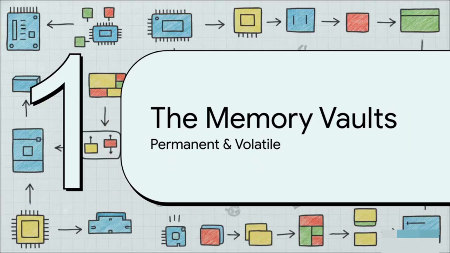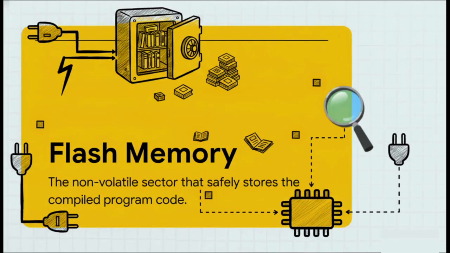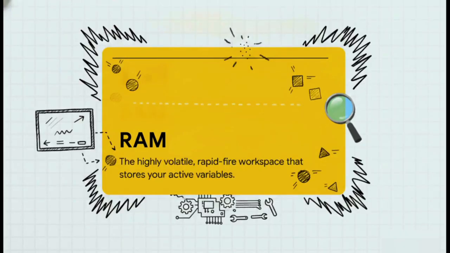Moving right along to section 2, the memory vaults, permanent and volatile storage. First up is flash memory. Think of this as your permanent library. This is where your compiled .text sections and program instructions are physically etched in, locked and loaded the exact moment the system boots up. Now contrast that quiet library with RAM, your hyperactive, highly volatile workspace.